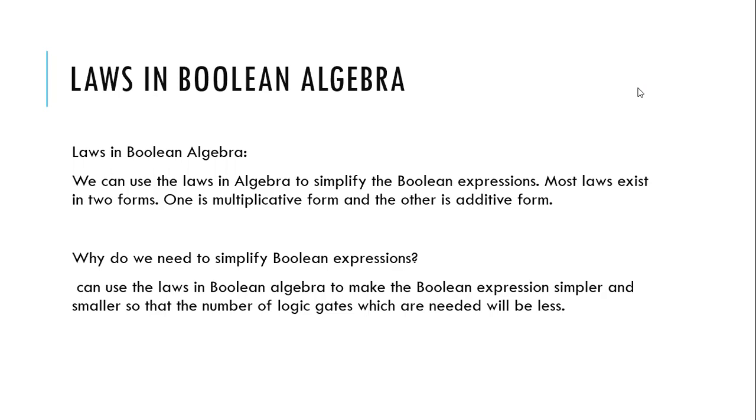And why are we doing this simplification? Remember, when you have a very large complex Boolean expression, we want to simplify it. Once you simplify it, you get very simple Boolean expressions. To make a very smaller circuit, we need to do the simplification, because if you just take it as it is, your circuit will be very complex and big. To minimize that, we can use the laws in the Boolean algebra to do the simplification, so that your logic circuit can be very small at the end.